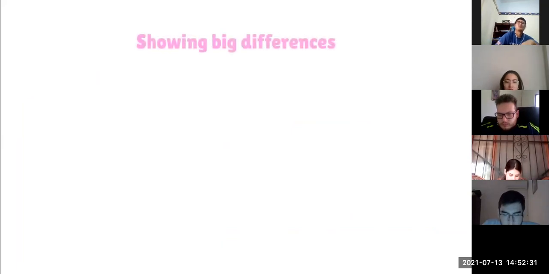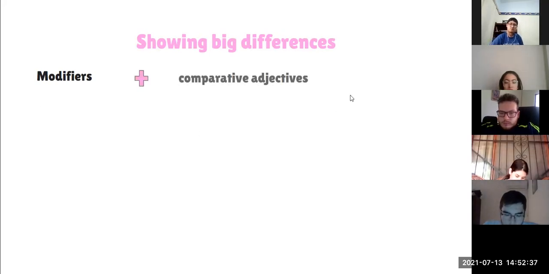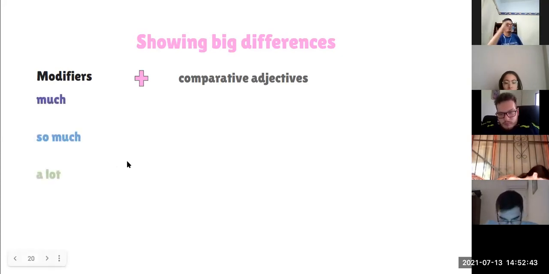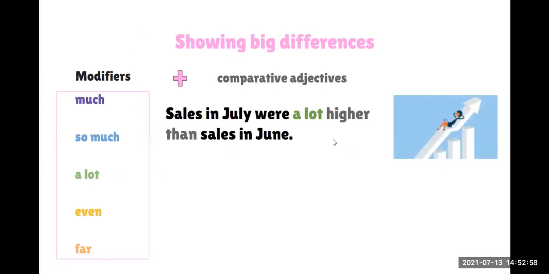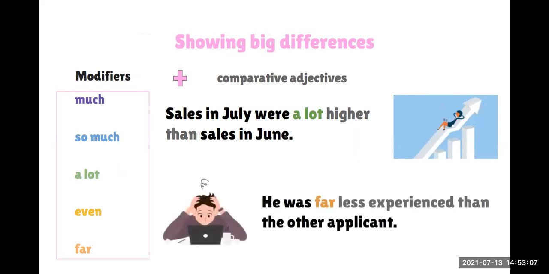When we want to show big differences, we can do the same. Use modifiers and then the comparative adjectives. For example, we can use much, so much, a lot, even, and far. We can use any of them to show big difference, okay? For example, sales in July were a lot higher than sales in June. Okay, we can have another example. He was far less experienced than the other applicant.